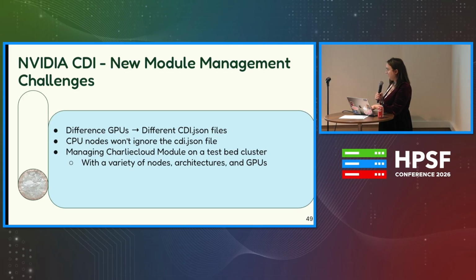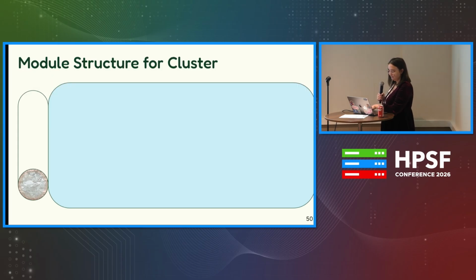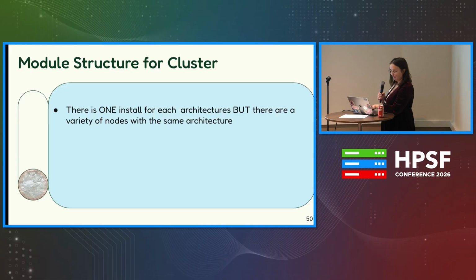With the testbed cluster, there's a whole bunch of nodes, whole different architectures, whole bunch of different GPUs, and nodes change. The module structure, which is predetermined by the actual sysadmins, is that there is one install for each architecture. But what makes this really challenging was the fact that there was a whole bunch of nodes, a variety of them with the same architecture.